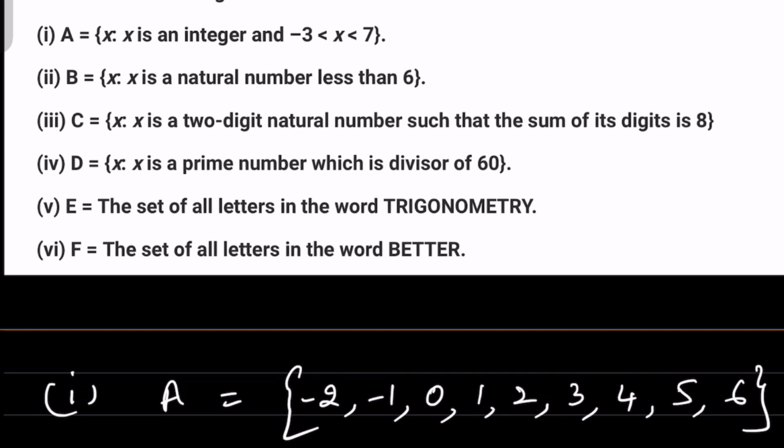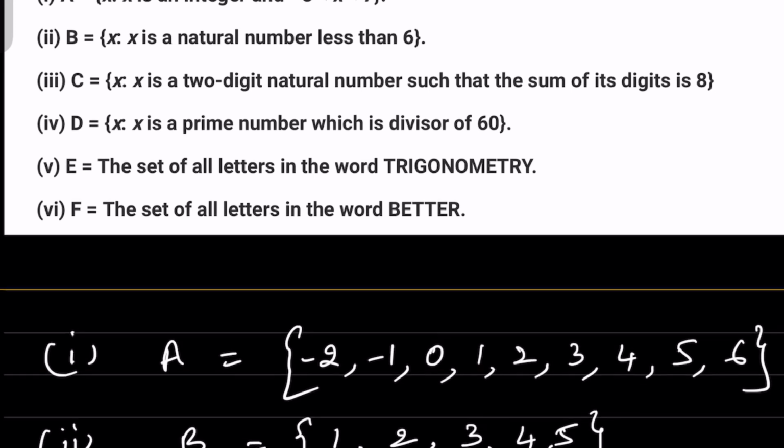What you have to check here is each and every element, whether it belongs to the set or not. When you're taking 1, does it belong to the natural numbers less than 6? When you're taking 2, does it belong? 3, does it belong? We are taking till 5. 5 is a natural number less than 6. So we are taking all these elements.